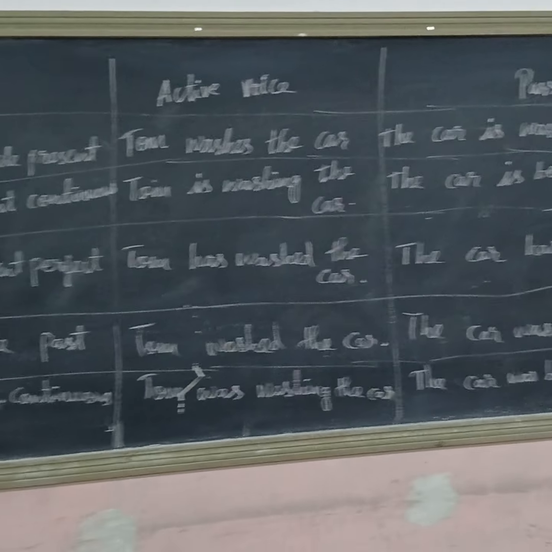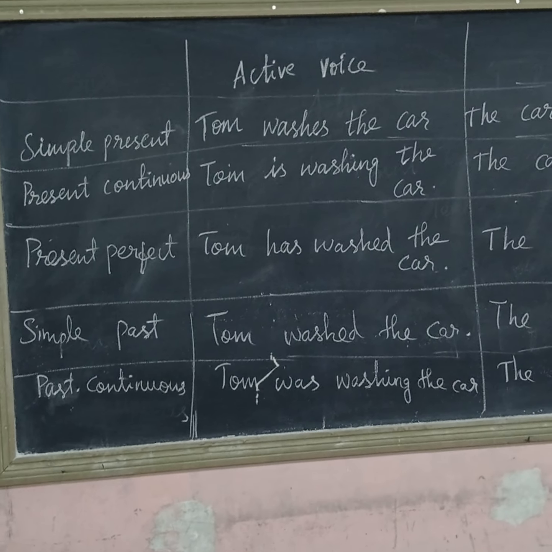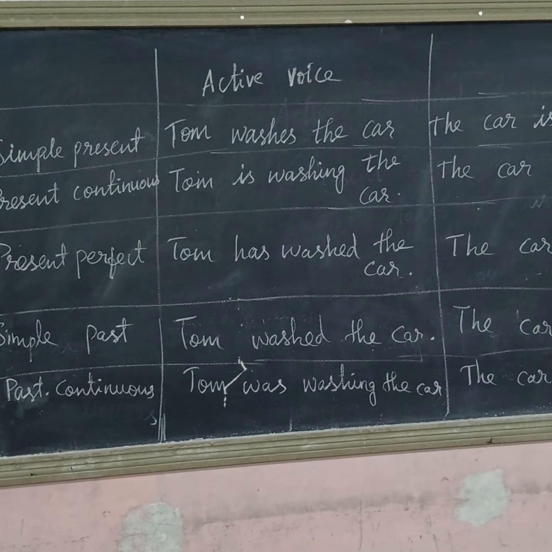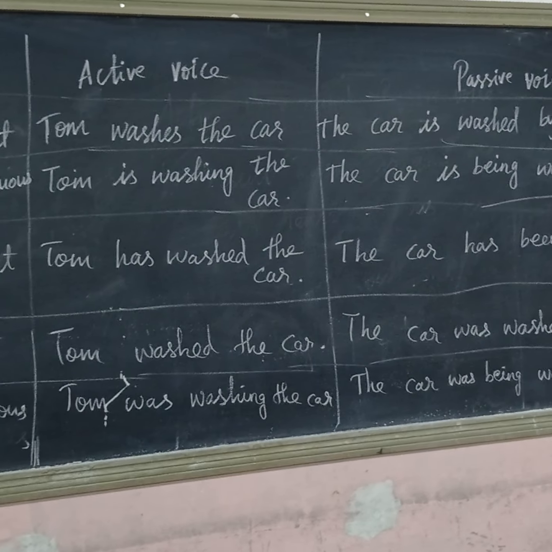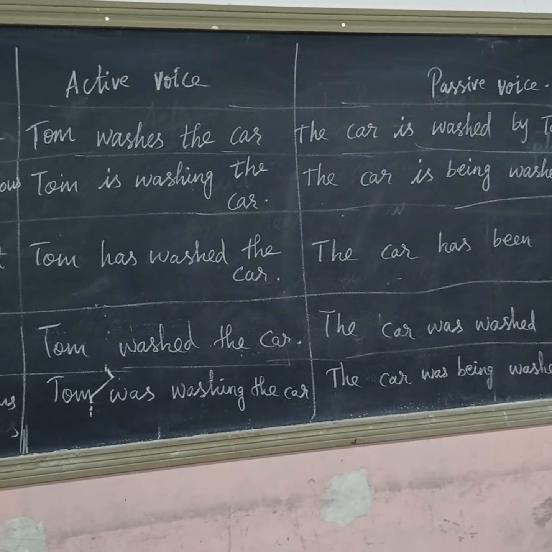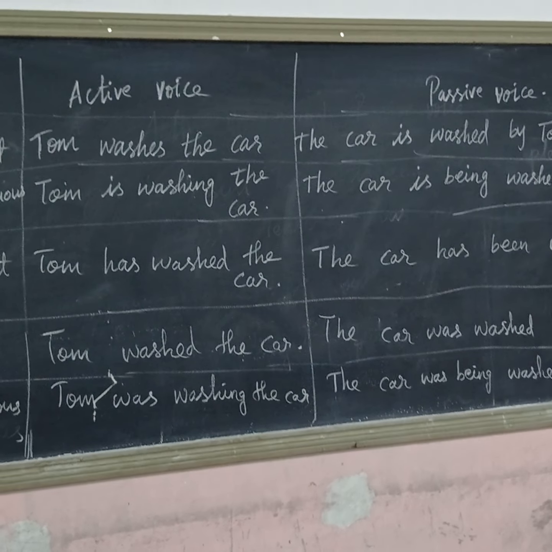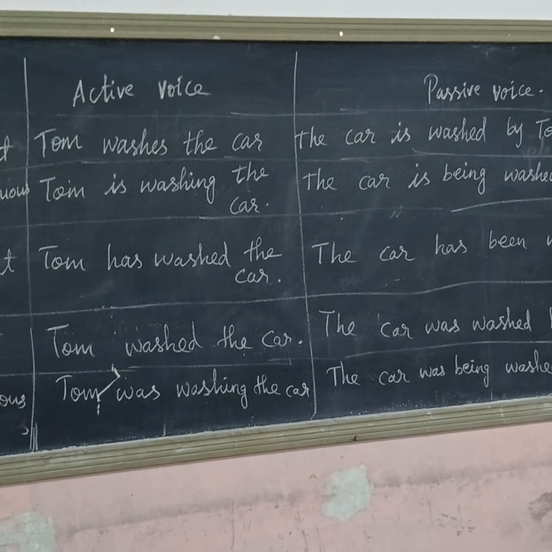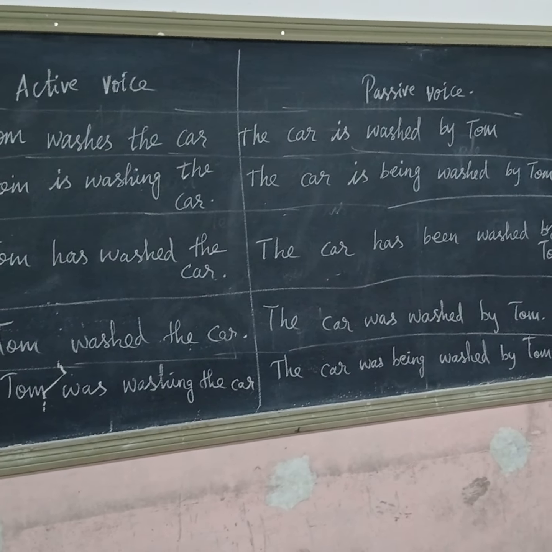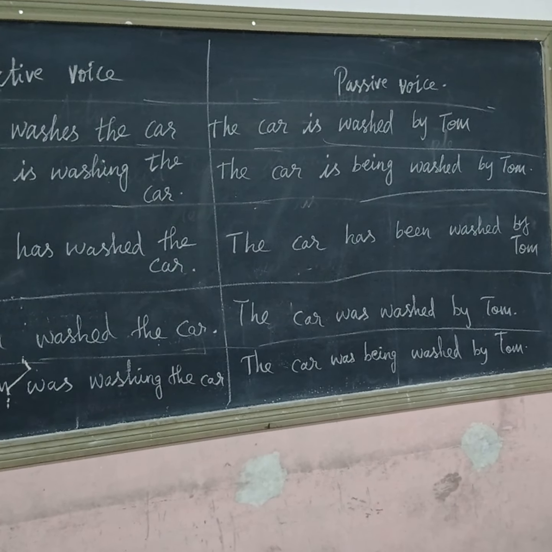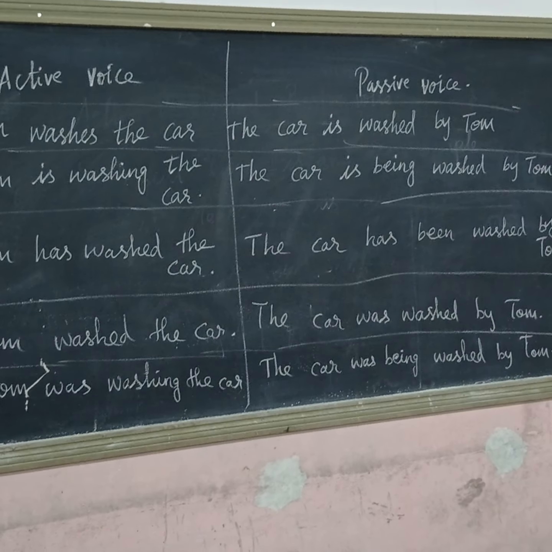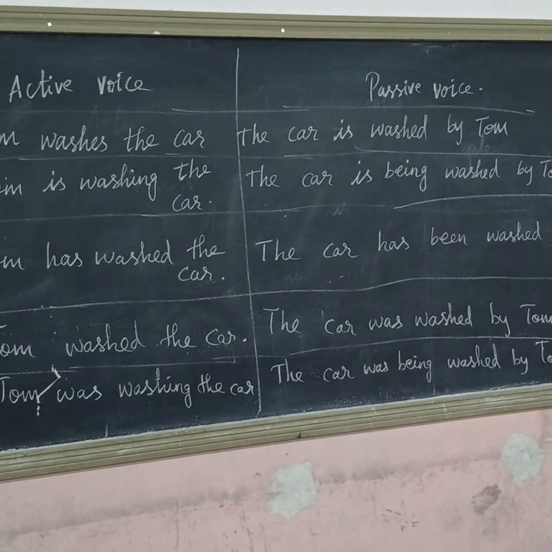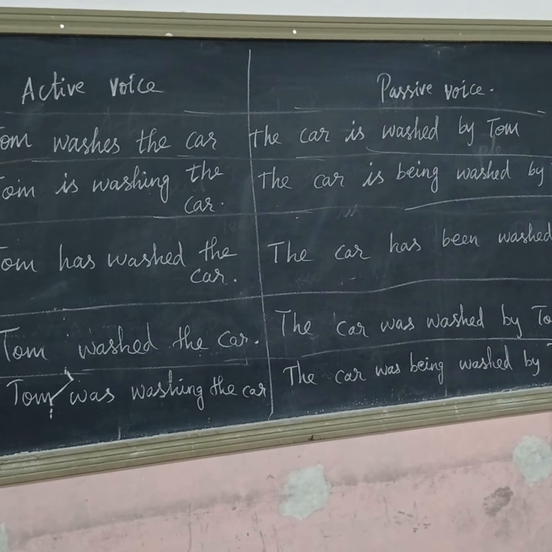Okay, another thing I want to tell. If suppose Tom will wash the car. In this sentence, will is the auxiliary verb of the future tense. So how will you change this into passive? The car will be washed. That's it. You have to add be between will and washed. The car will be washed by Tom.